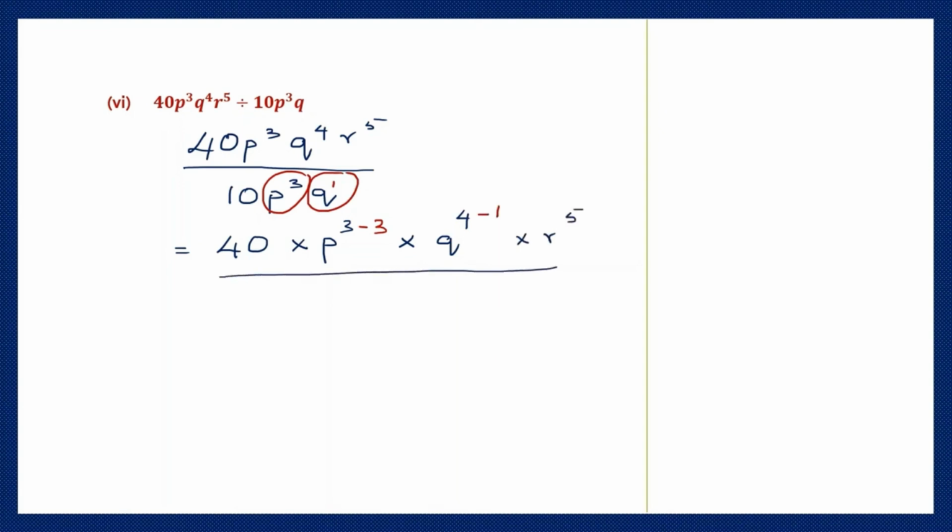So here we have 10 left here because p to the power of 3 and q to the power of 1 have already been removed. So let's see what we can cancel. I can cancel 10 and 40. 10 ones are 10, 10 fours are 40.